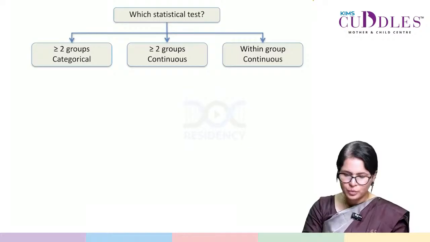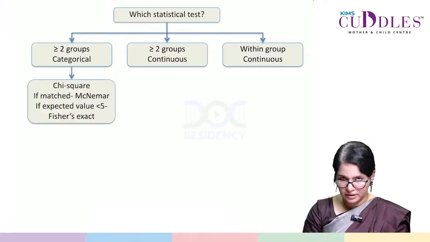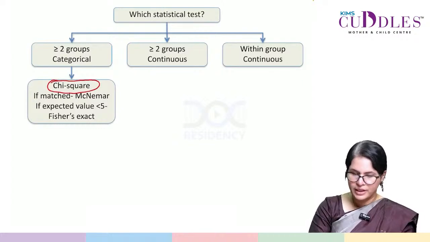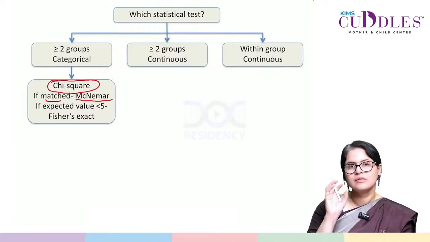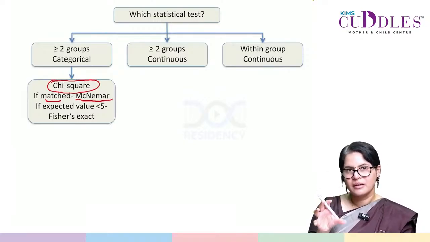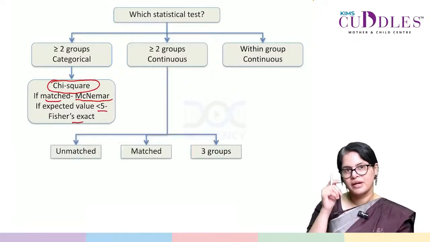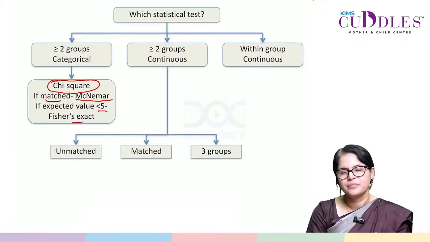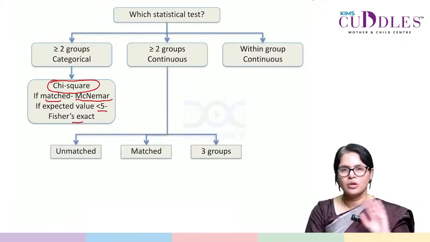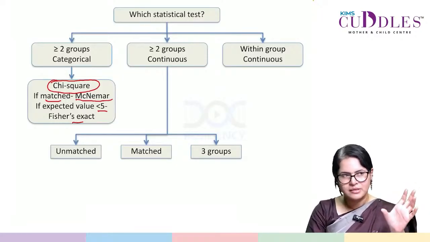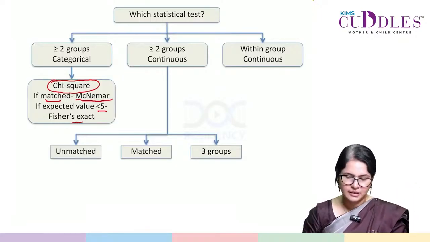So if you're dealing with categorical data, yes or no data, then the usual test that is used for comparison is the chi-square test. But again, if it's matched categorical data, then we use something called the McNemar test. And if the expected number in one cell is going to be less than 5, then we use a subtype of chi-square test called Fisher's exact test. So categorical variables, you usually use the chi-square test, and if the expected number in any one cell is less than 5, then we use Fisher's exact test.